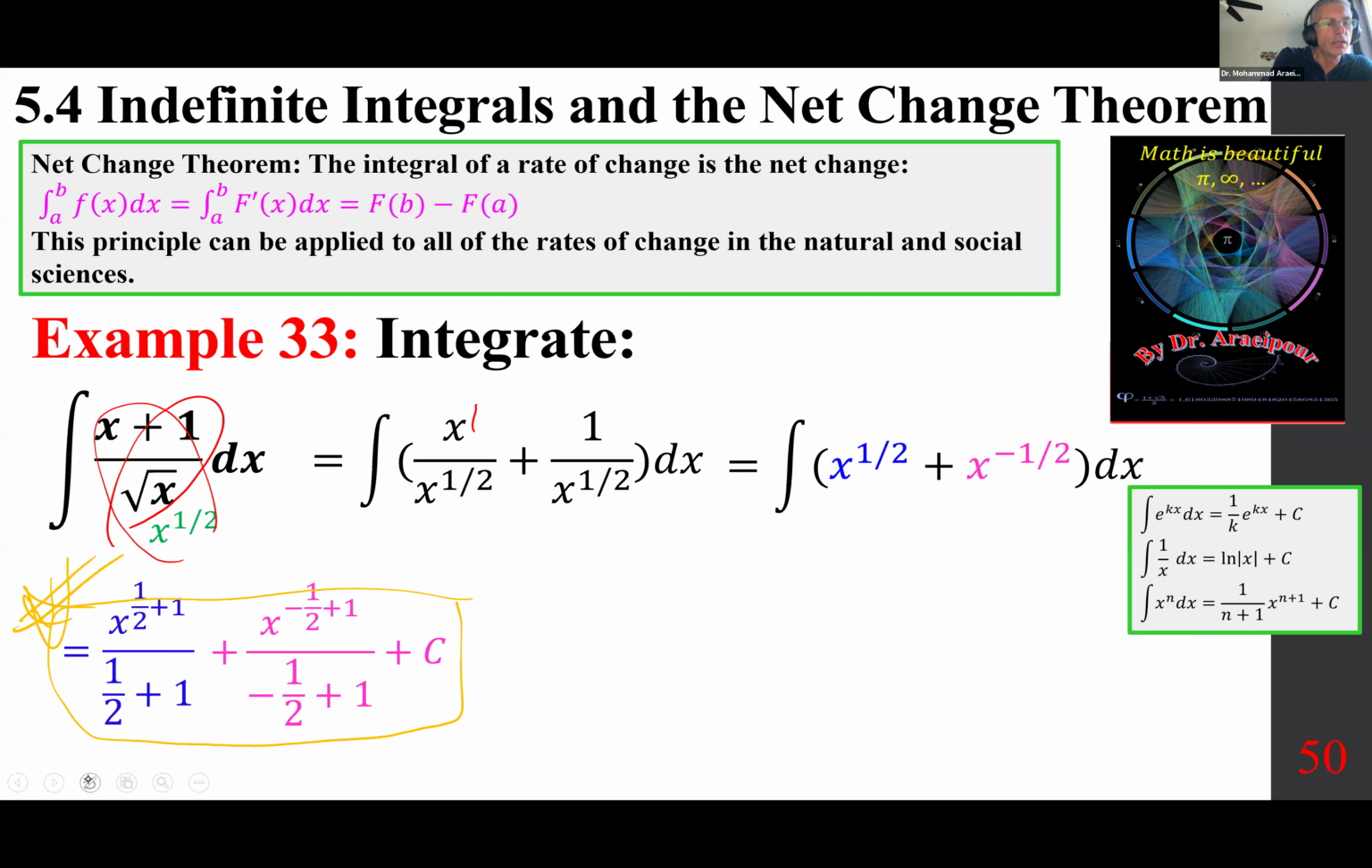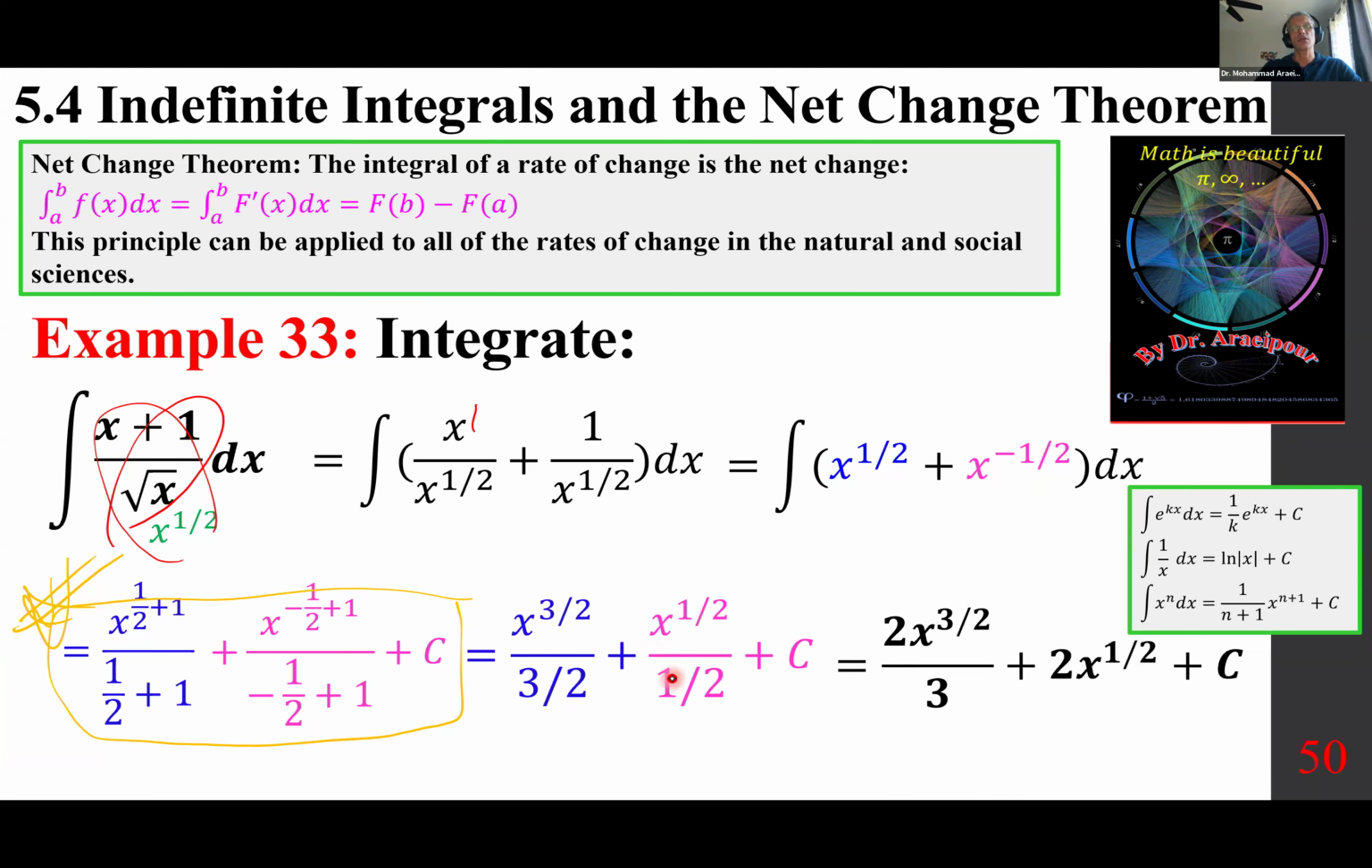Everything we've done so far and everything we do afterwards, they're all elementary algebra. 1/2 and 1 adds up to 3 halves, negative 1/2 and 1, positive 1/2. 1 over 3 halves is 2/3, 1 over 1/2 is 2, and this is the final answer. So notice, we changed this one, and then 1, 2, 3, 4, 5 steps of algebra, 1 step of calculus.